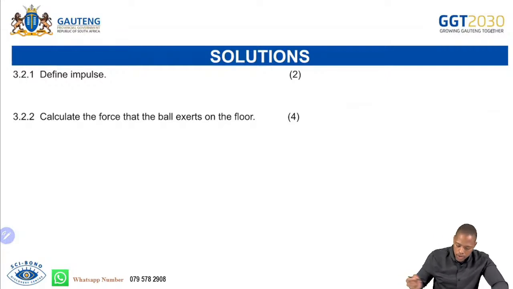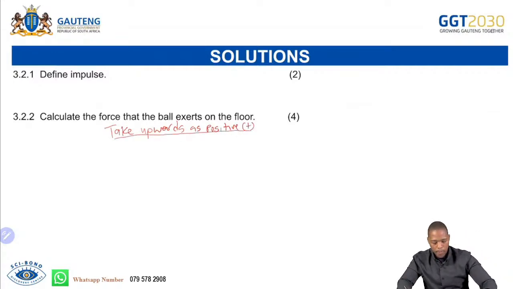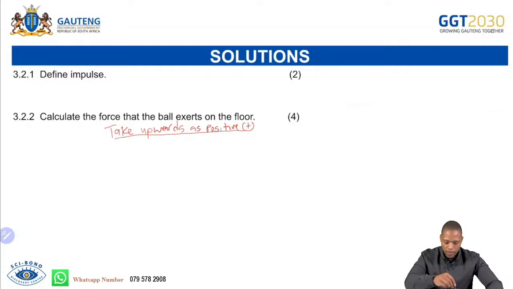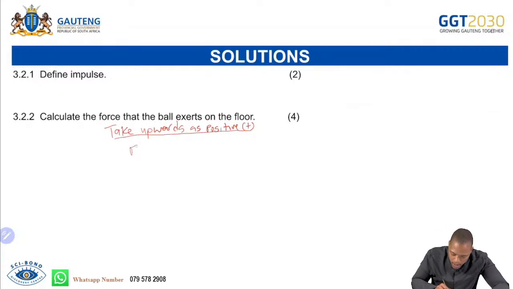Okay, so we are going to start by taking direction. We would say take upwards as positive. I take upward as positive. Anything going up for me must be positive. Okay, we've done the definition. And then from here we are going to simply say F net delta t is equal to delta p. F net delta t is equal to m(vf minus vi).